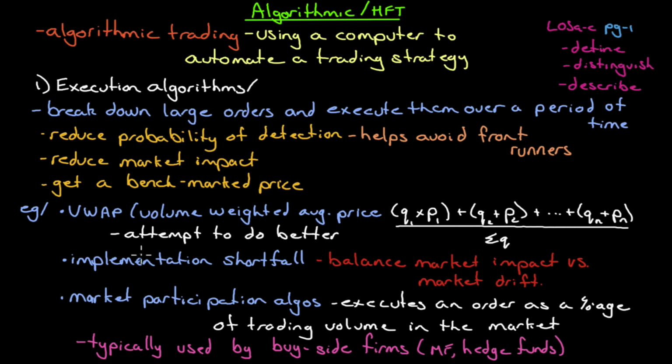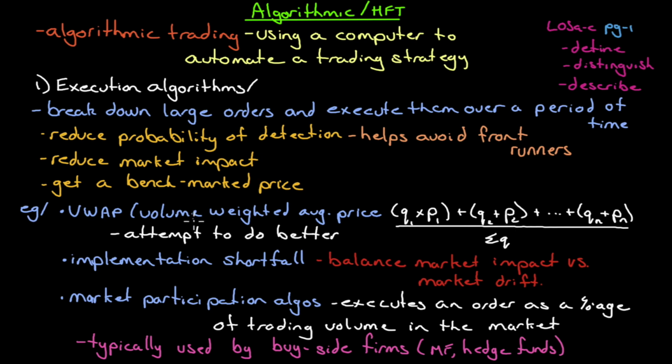So an example of some execution algorithms: VWAP, volume weighted average price. And here's how this works. Let's say that you've got to buy 10,000 shares over the course of a day, and you break them down into 10 purchases of 1,000. So you'll buy 1,000 shares at a certain price, plus 1,000 shares at a certain price, on and on. And you'll figure out what your total numerator is. That's how much money you spent, and you divide it by the sum of all the quantity.